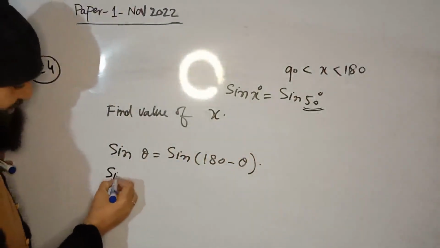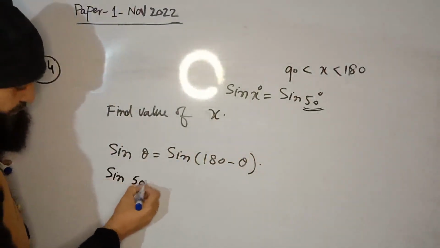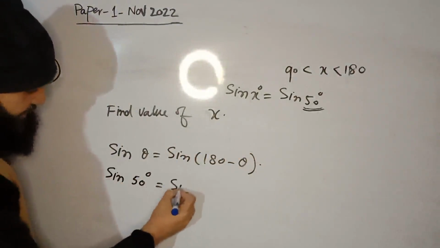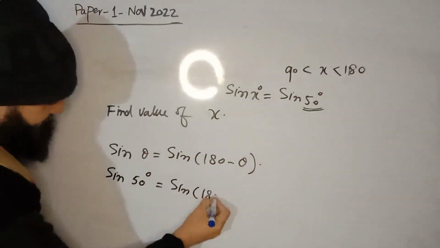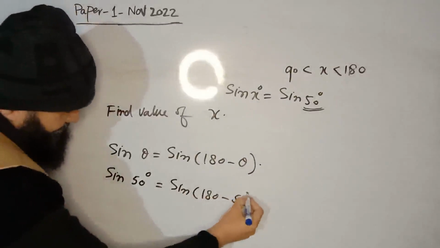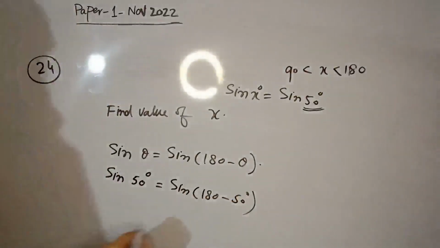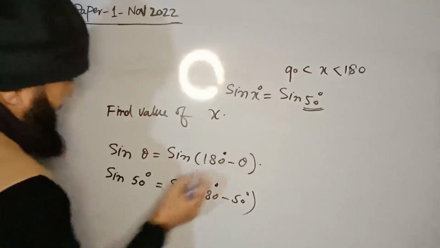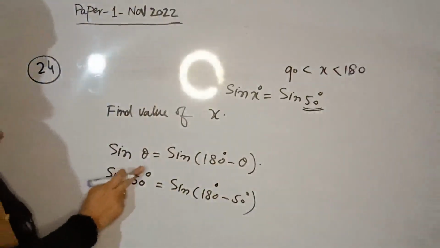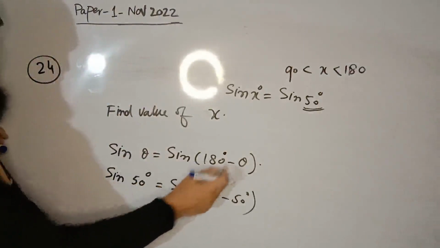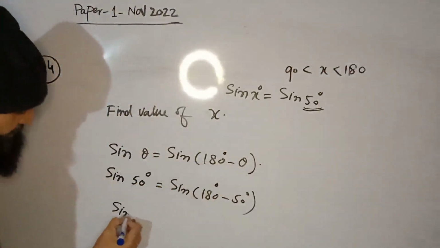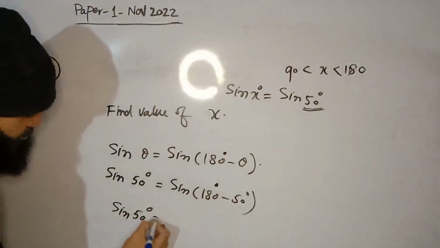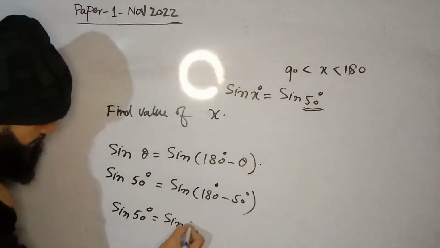If theta is 50, then we put theta as 180 minus 50. So sine 50 degrees will be equal to sine of 180 minus 50 degrees, so sine 50 degrees will be equal to sine of 130.